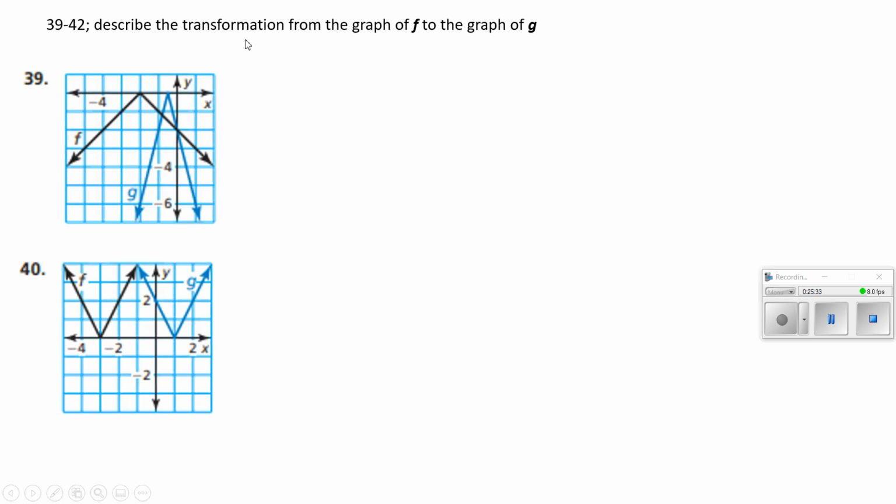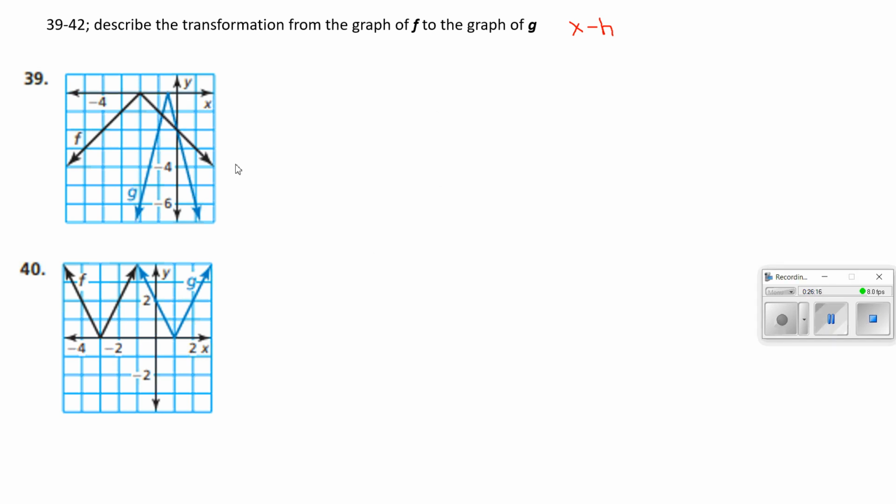39 through 42 say describe the transformation from the graph of F to the graph of G. Well, from the graph of F to the graph of G, first of all, we know that it went over, right, from here to here. If this is 4, then we can safely say this is 1, 2, 3, 4. That means it went over about 1.5. So that would have had to be like a negative 1.5 because it actually went to the right. And we know that we're going to be dealing with that x minus h, right? And it would have to be the opposite of that.